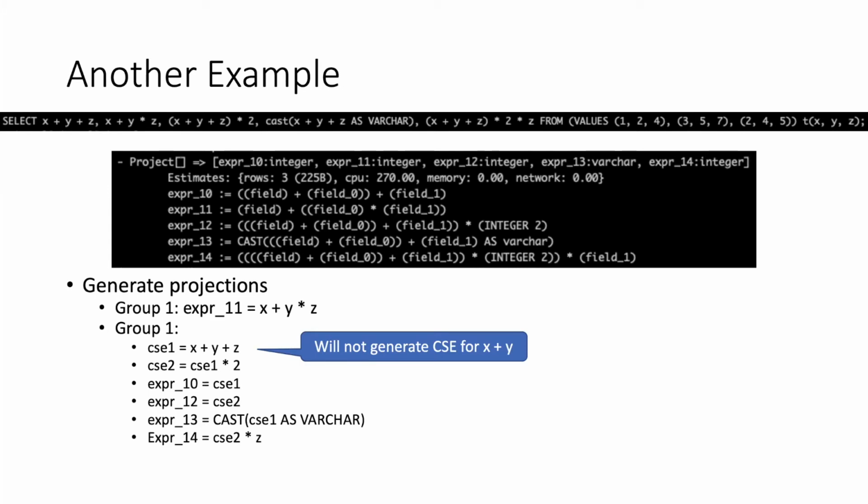And then the other one is X plus Y plus Z times 2. This depends on the first CSE, so it would invoke the function for the first one to get the results and compute its own results. Then we rewrite all the projections in terms of the first common sub-expression and the second common sub-expression. The third one is casting the first one to varchar, and the fourth one is the second one times Z. So even if you have a dependency tree, you can still build a CSE this way.